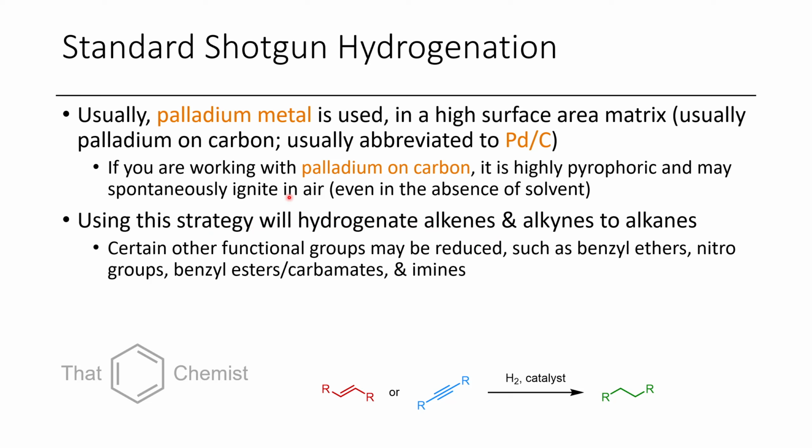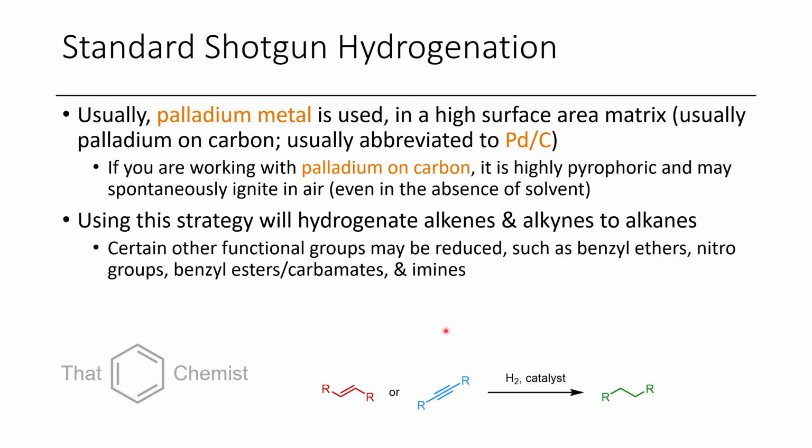If you are using this strategy, whether it's nickel, palladium, or platinum, most of the time you're just going to hydrogenate everything. Now, benzene rings, other very stable systems, and heteroaromatics don't tend to be reduced under normal conditions, and you'd have to use massive high pressures and sometimes also elevated temperatures to fully hydrogenate those.